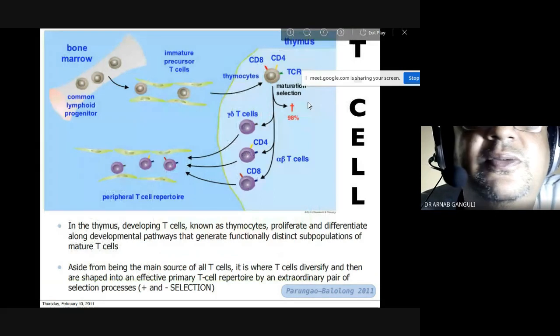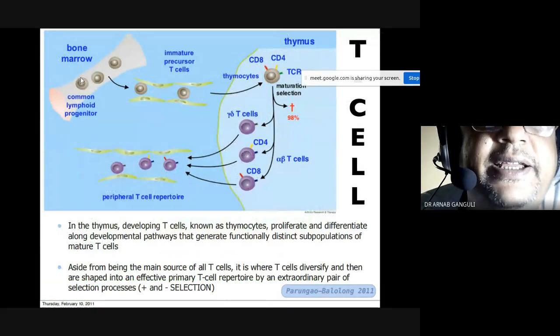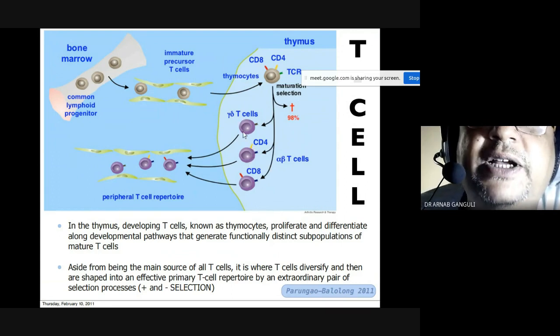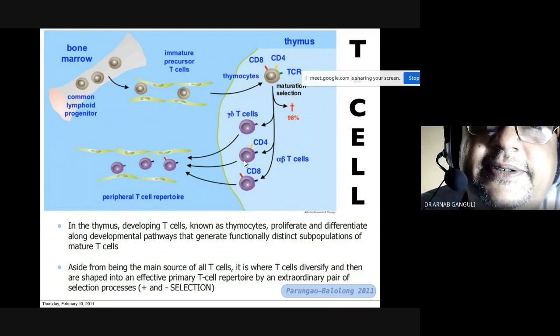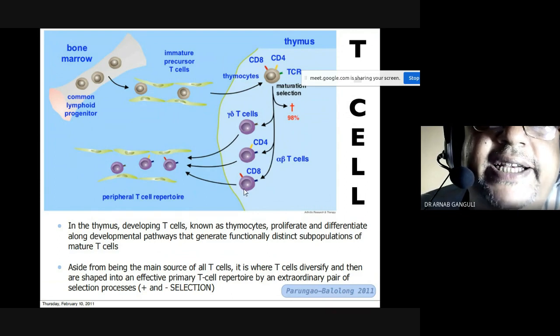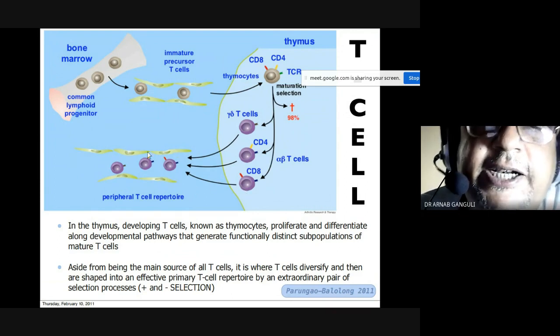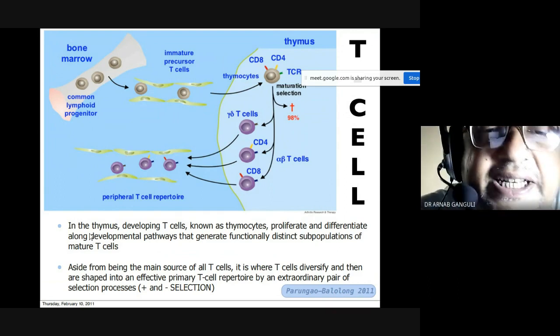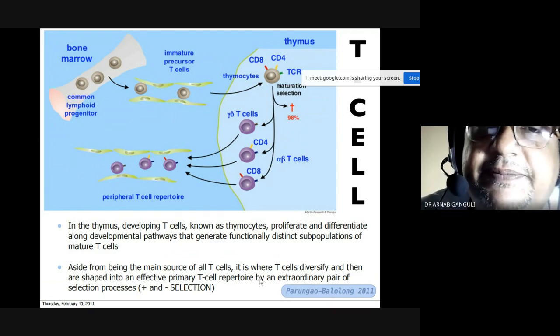Now what happens, this is the same thing in the bone marrow. The common lymphoid progenitor goes through the blood to the thymus. In the thymus, maturation will take place and it will form the different types of T cells, CD4 expressing and CD8, and then it will go to the peripheral T cells. So at this stage you have all the selections taking place, positive and negative selections.